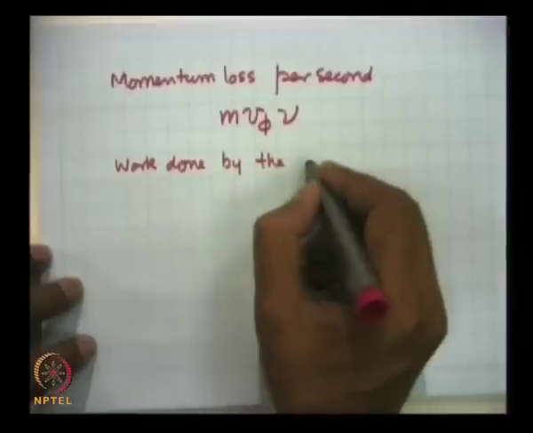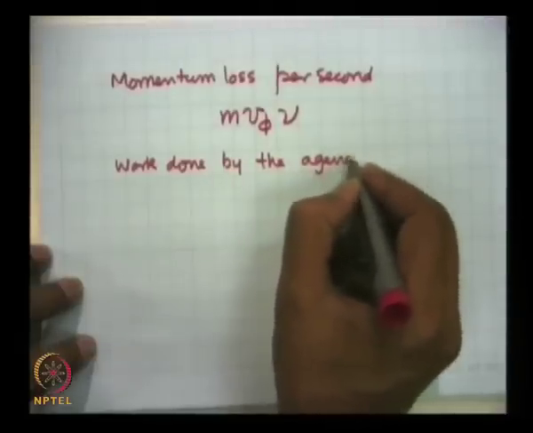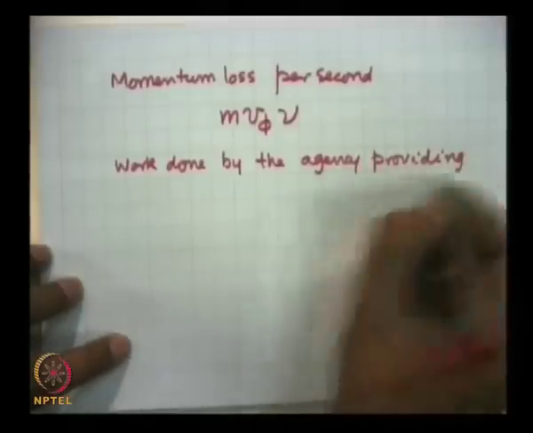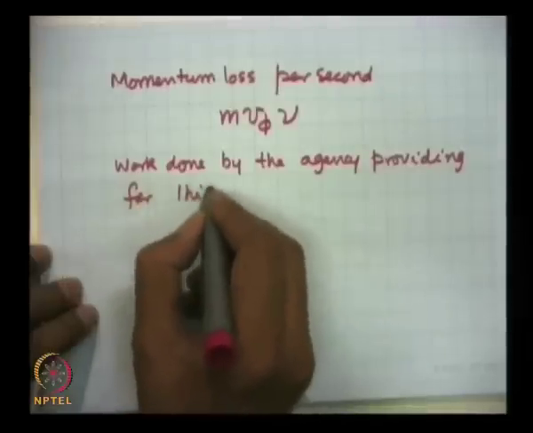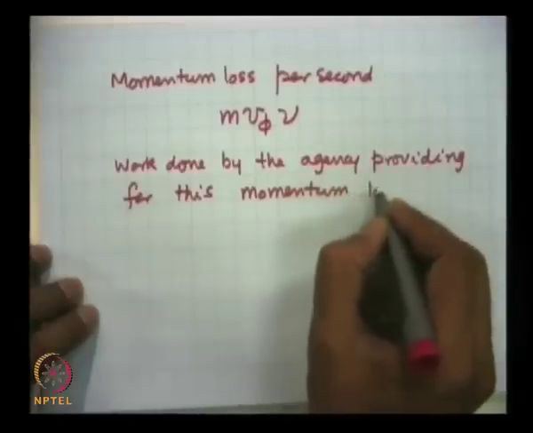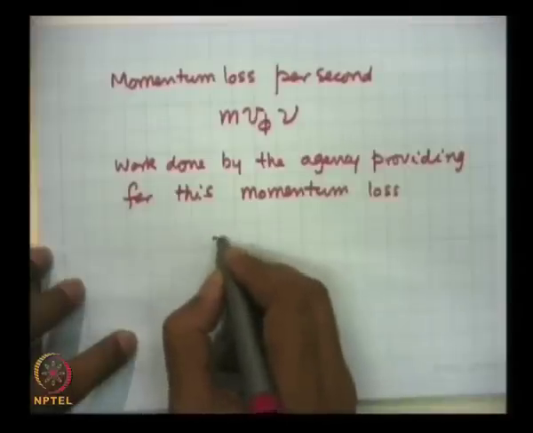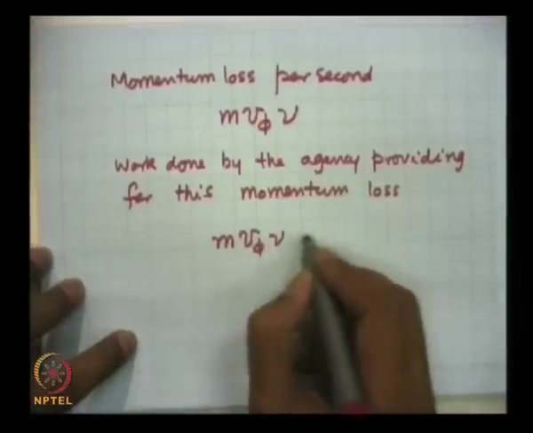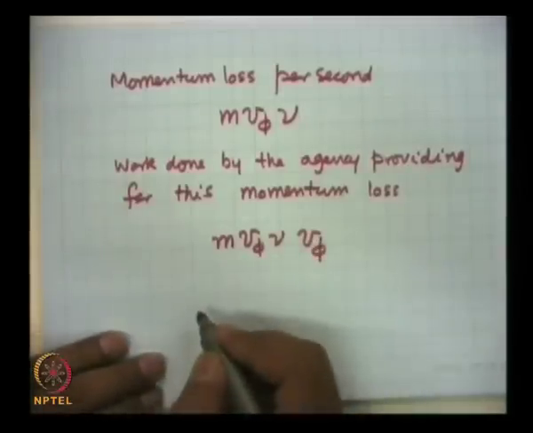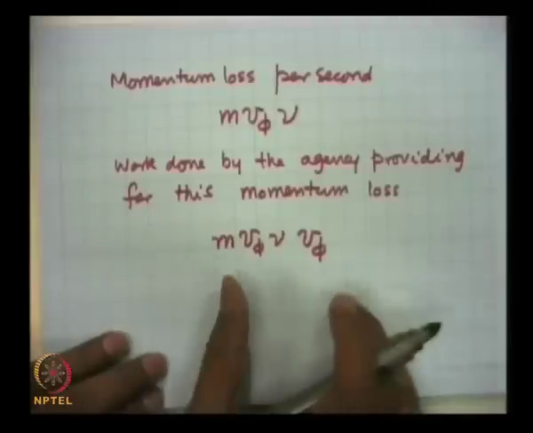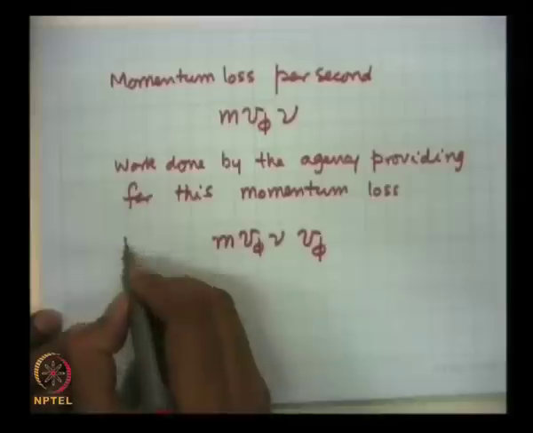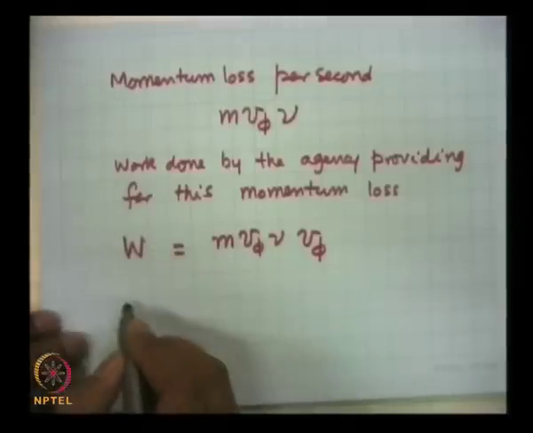by the agency providing for this momentum loss, will be force, which is m v_phi nu, multiplied by the distance traveled per second in the direction of force, which is v_phi. So, what you require is this heat loss rate or work done, W, and the current I gave to you was I.